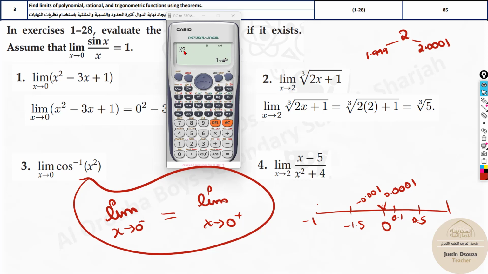I pressed calc already. It's asking me what is the x value. Let me start with 1.999. What is the answer? It's 1.709. Let me check the right side as well. Calc, 2.0001. It's the same thing. But what if this particular option is not there, your option like this? Don't worry. There is one way.